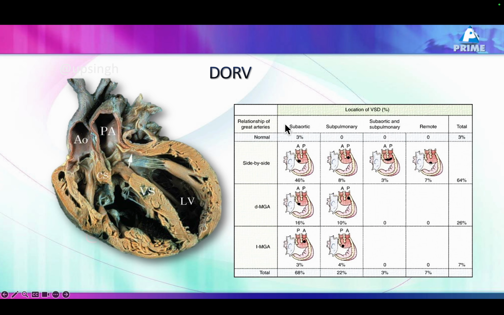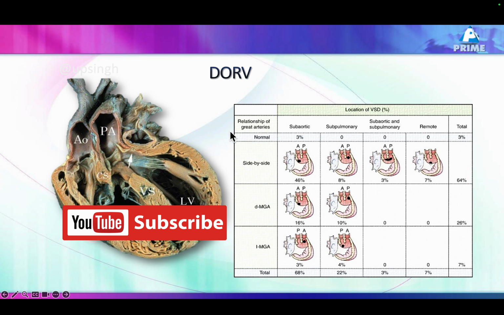So based on the VSD location and the great artery relationship, you can classify double outlet right ventricle. The commonest, a subaortic VSD with side by side relationship of the great arteries, accounts for about half of the double outlet right ventricle. So the commonest type of double outlet right ventricle is subaortic VSD and side by side relationship of great arteries.